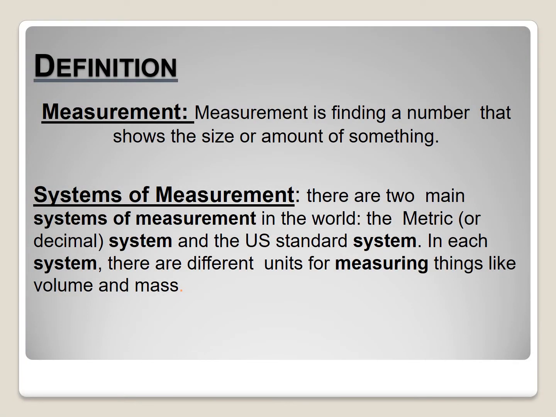Measurement. Measurement is finding a number that shows the size or amount of something. System of measurements. There are 2 main systems of measurements in the world: the metric or decimal system and the US standard system. In each system, there are different units for measurement, measuring things like volume and mass.